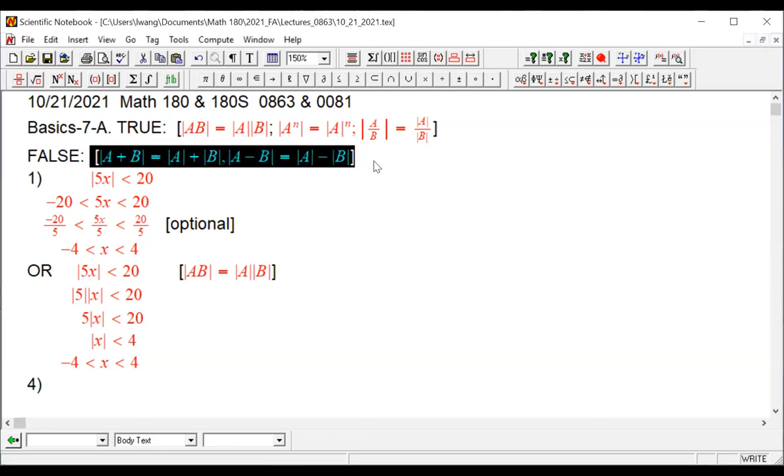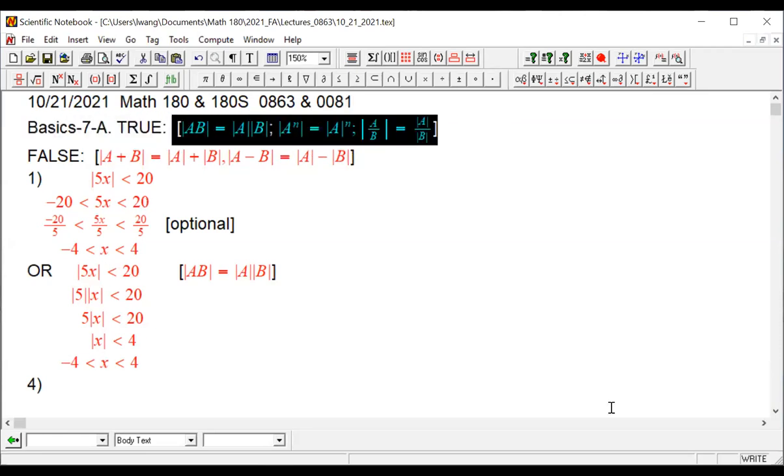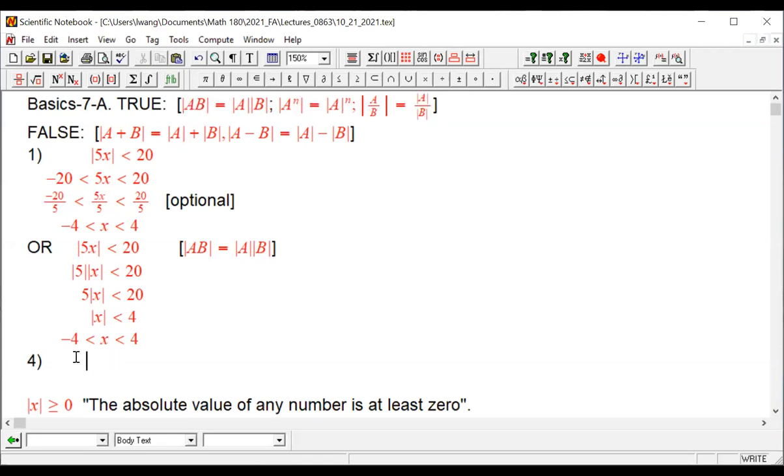So these properties, you know, this is false. These are true, false, just to review. Okay. Number 4. We have a half of the absolute value of a number. We don't know what it is, at least 1.